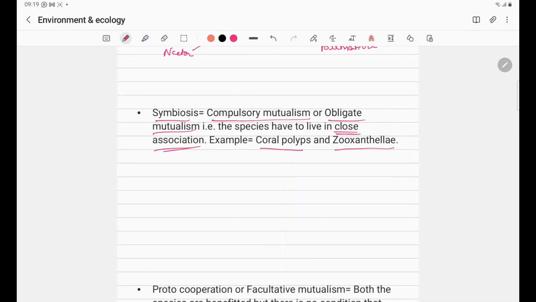Zooxanthellae is a type of algae and coral polyps are animals which belong to the phylum Cnidaria. Cnidarians, that is coral polyps, construct the structures or houses in which zooxanthellae live, and zooxanthellae in return provide all the necessary nutrients to the coral polyps.